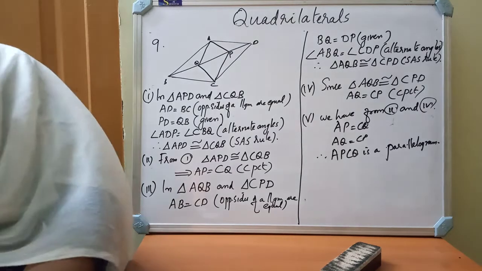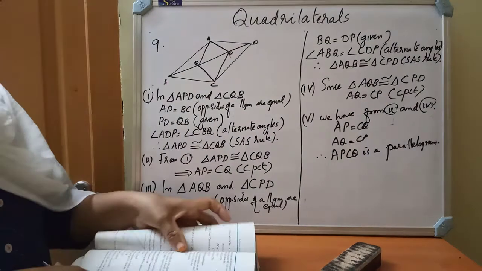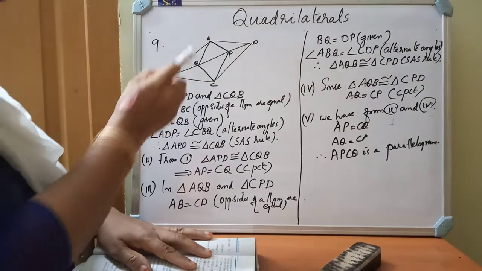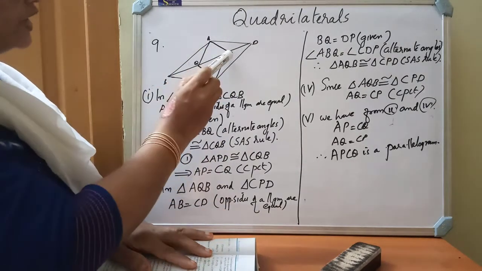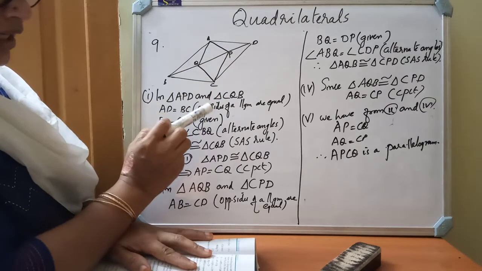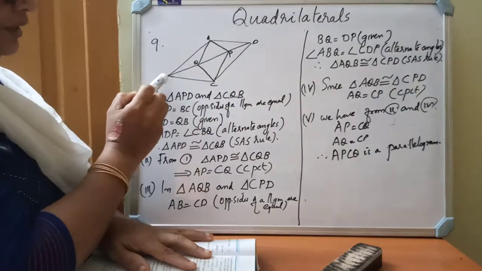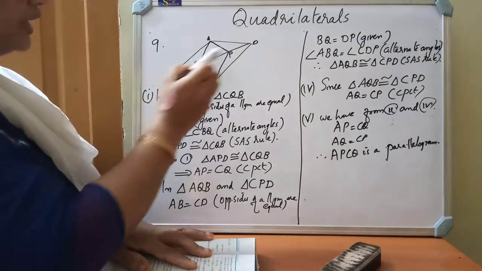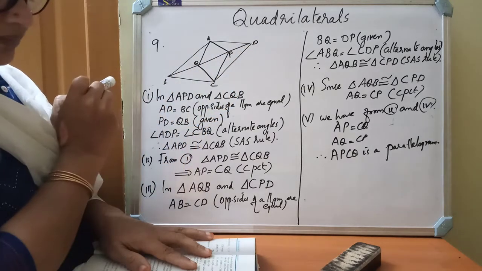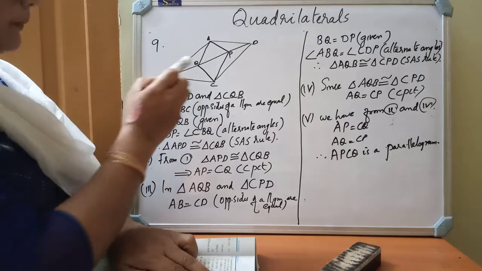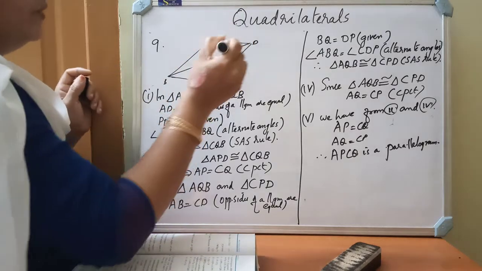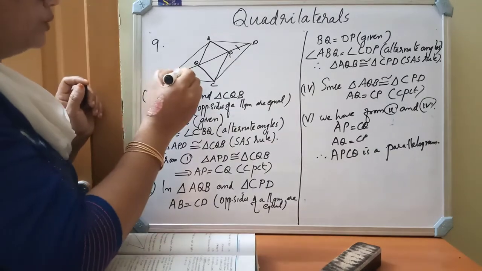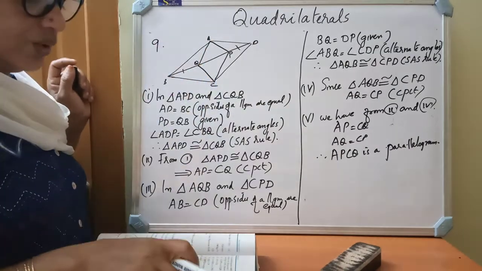See children, question number 9. In a parallelogram ABCD, 2 points P and Q are taken on diagonal BD. The 2 points lie on the diagonal BD such that PD equal to BQ. These two distances are equal.